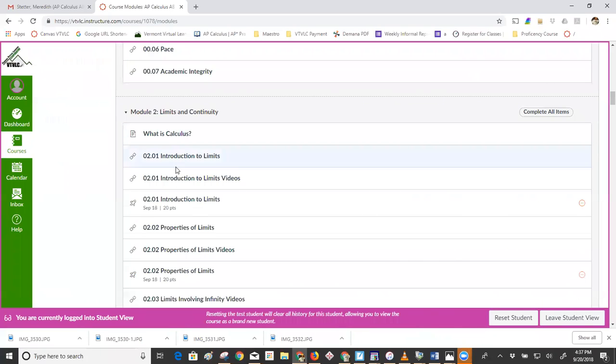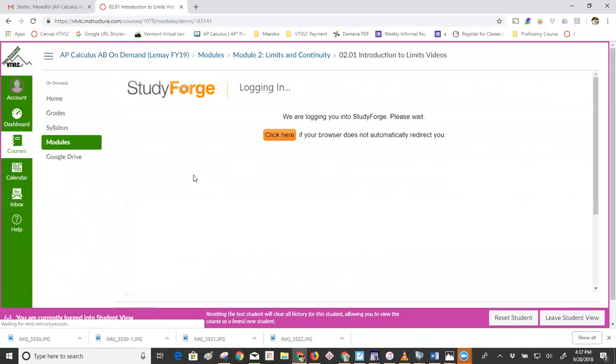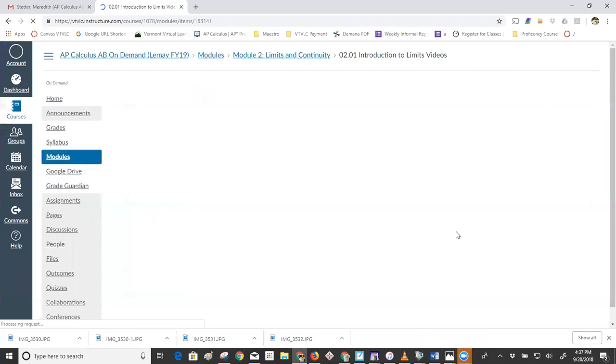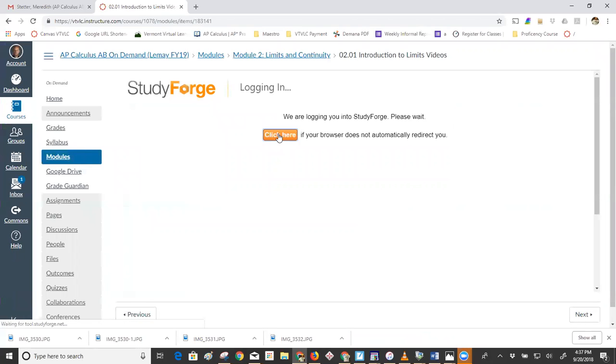So I scroll down to module 2, and you see this introduction to limit videos. If I click on that, I get to the StudyForge page, and see how I'm getting the error occurred. If this is happening for you, you need to email. You can email me or email Hannah Farnham, and they've got to pay for you to have access to this, because that's part of the course, and that's what you paid for. Okay, so what I'm going to do is leave student view. Let me come back, click here, and it'll probably let me do it.